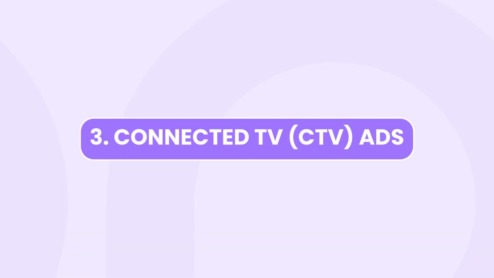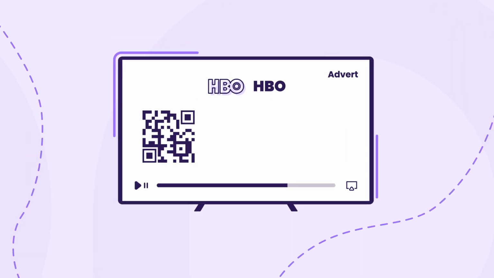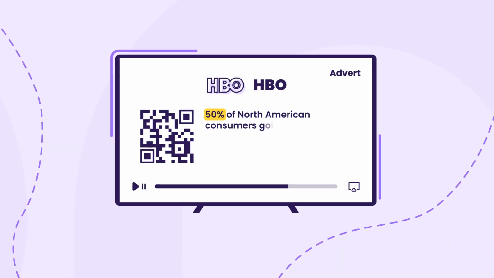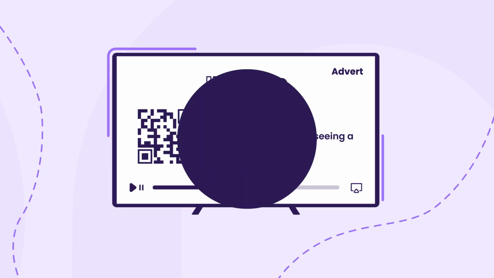Moving on to strategy number 3, embed QR codes in connected TV ads. These video ads are delivered on streaming services like Netflix and HBO, while viewers are watching content on their TV or their mobile device. And with 50% of North American consumers going on to download an app after seeing a CTV ad, it offers a huge opportunity to drive a new segment of users to your app.